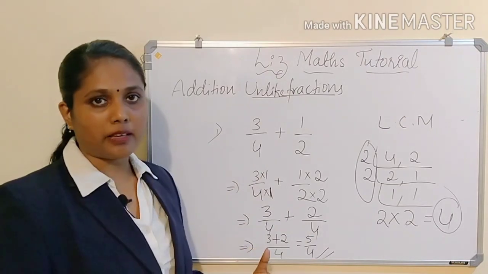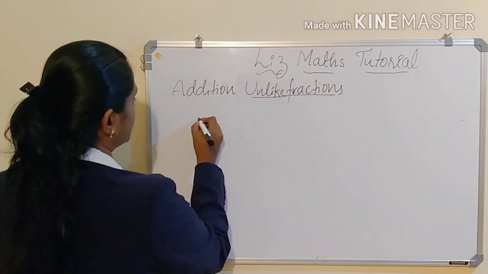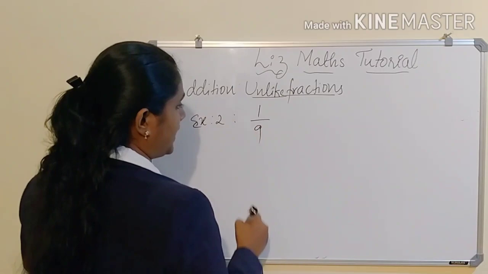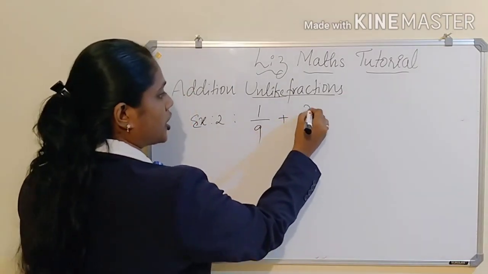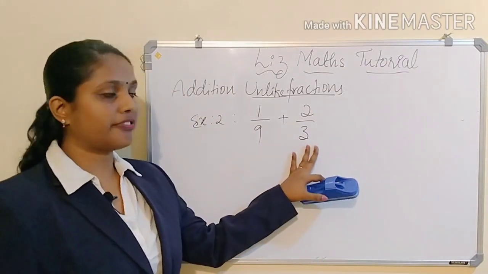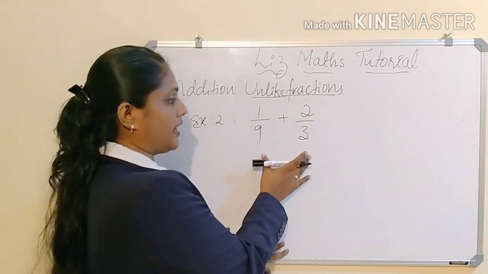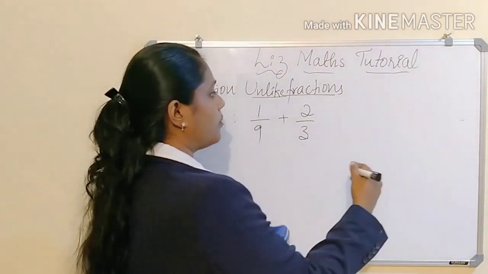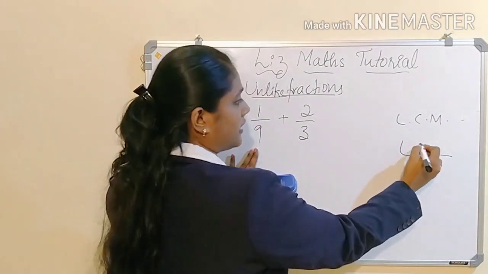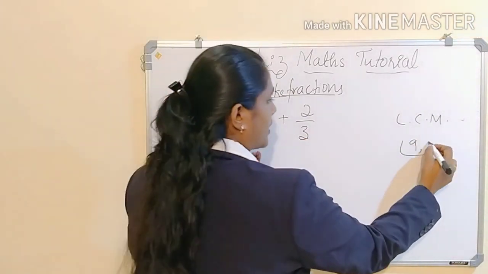Let me take one more example to make you clear with this concept. Example 2. 1 by 9 plus 2 by 3. Here you can see there are different denominators. So it is unlike fractions. To make this denominator like, what do you have to do? You have to go for the LCM division method. Find out the LCM of 9 and 3.